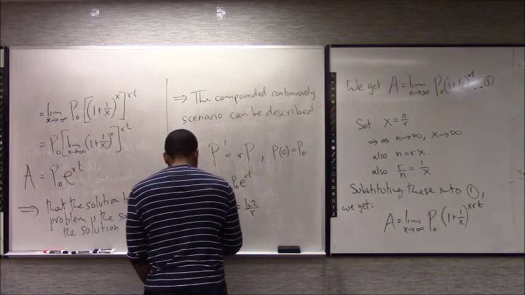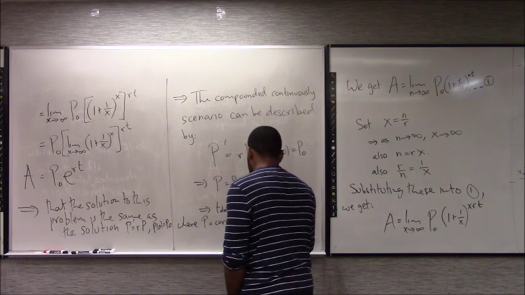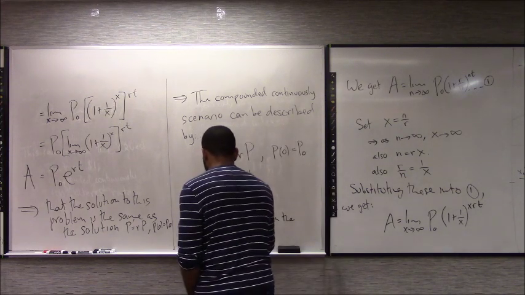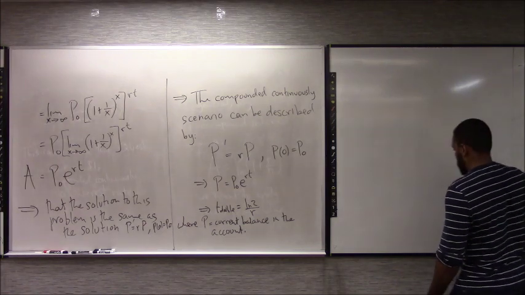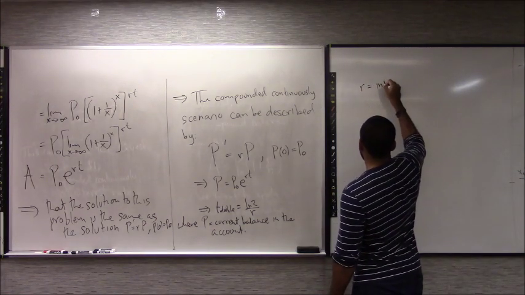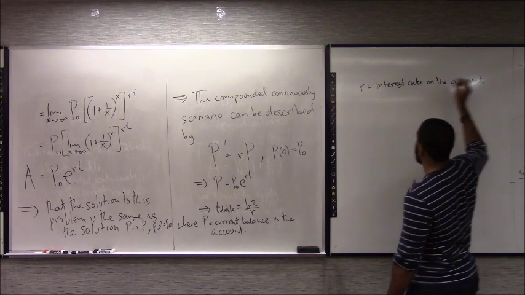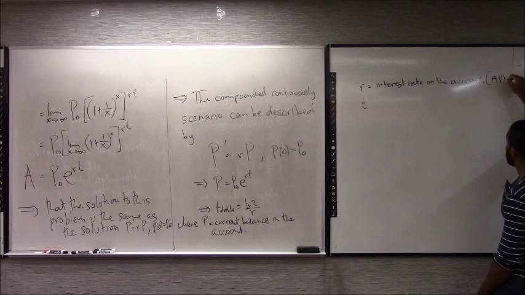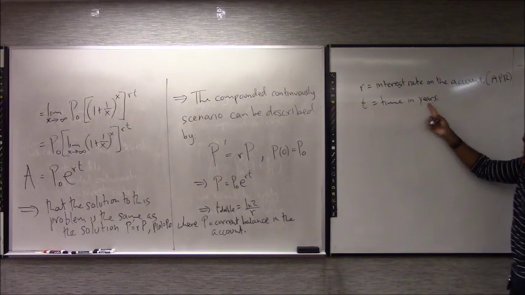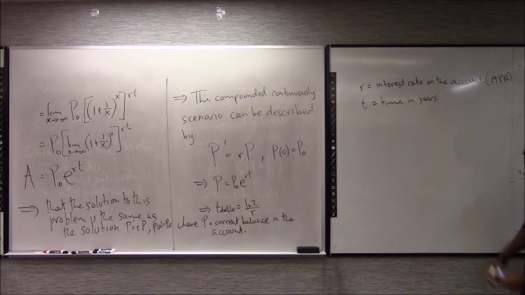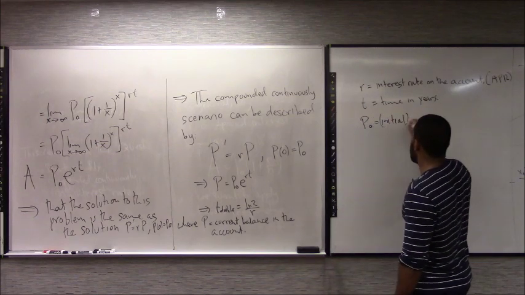And in this case, the interpretations are: P equals current balance in the account. R is the interest rate on the account, usually as an annual percentage rate, which we call APR. T is the time in years. Doesn't have to be years, but if you change the time units here, you have to change the time units there. Make sure your interest rate and your time are in the same time units. And P naught is the initial principal.